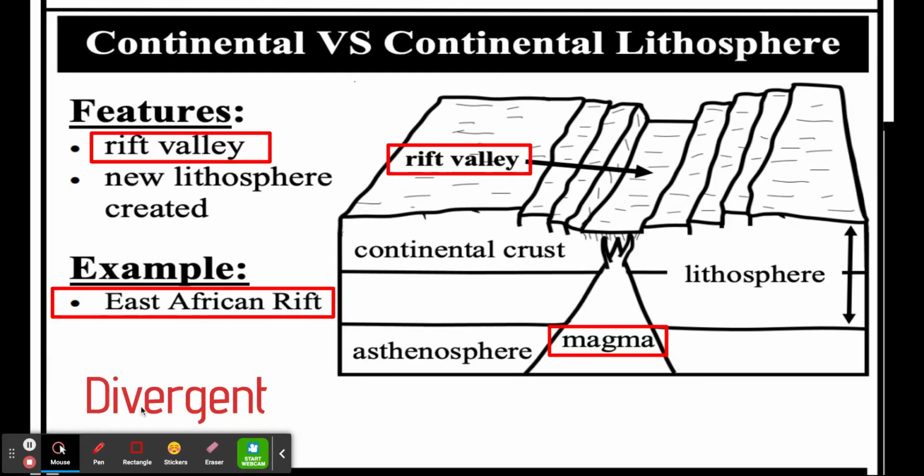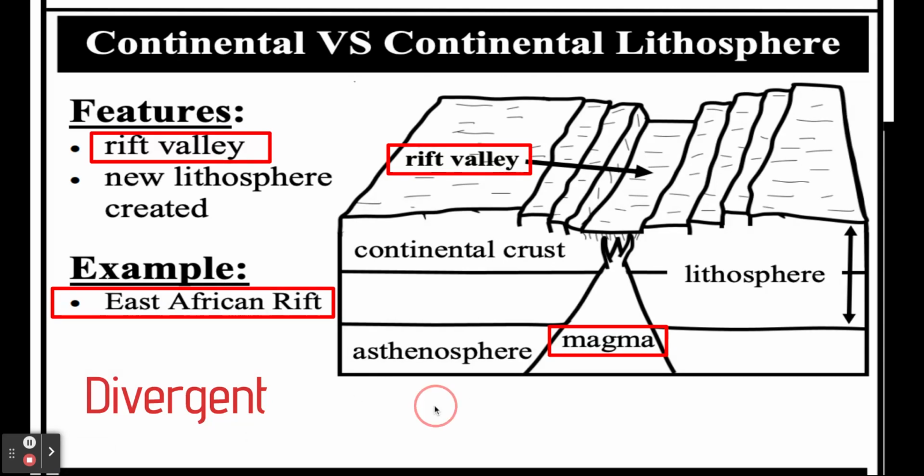So you have two types of divergent plates. You have continental versus continental and oceanic versus oceanic. Our first one is continental versus continental. When you have two plates that are continental plates moving away from each other, you get this feature called a rift valley. New lithosphere is being created because magma right here is being pushed up, and it is going to start pushing these plates to the side.